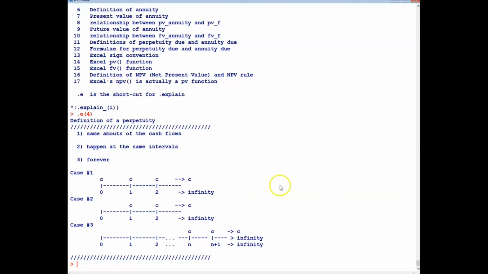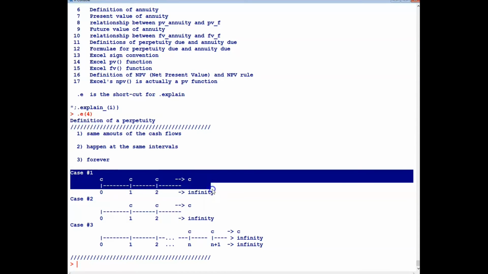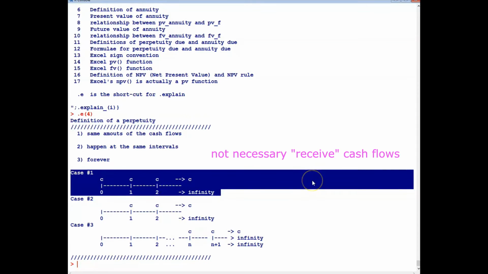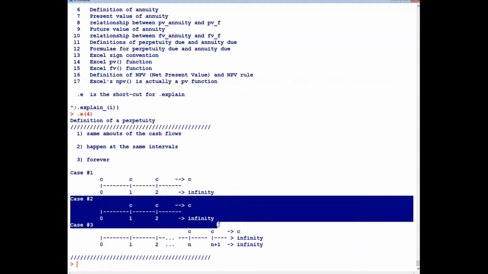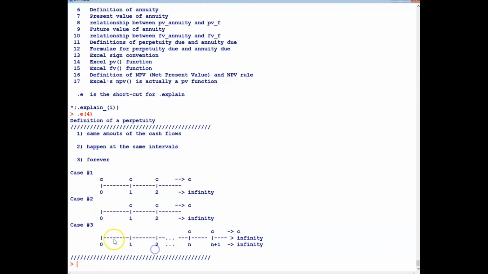Below, I have 3 cases. Case number 1, we receive cash flow today, and at the end of first period, end of second period, forever. Case number 2, the first cash flow happens at the end of first period, at the end of second period, forever. Case number 2 will be our focus when we derive the present value of perpetuity formula.